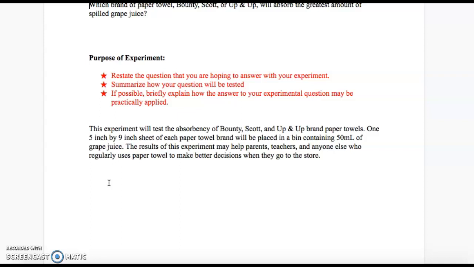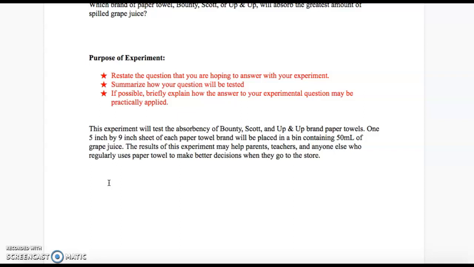So in my example, you'll notice that I restated my question in a slightly different way. This experiment will test the absorbency of Bounty, Scott, and Up and Up brand paper towels. I'm giving more detail than I did in my question already in my second sentence. I'm telling the person reading, the judge, the teacher, the parent, whoever it might be, your classmate, what sort of measurements I'm going to be using now with my paper towel brands.